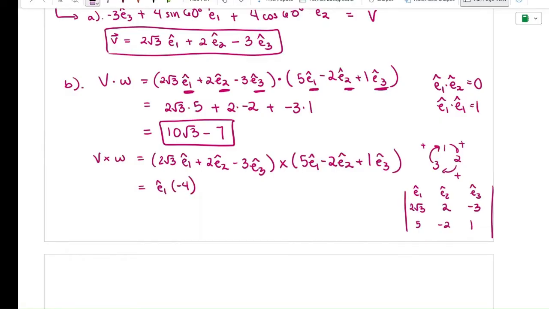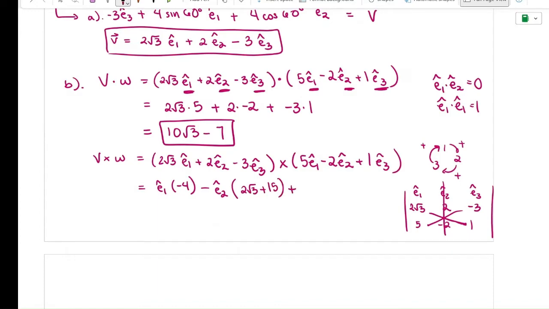That's the first column. Then I X out the second column, but because the second column is special, you have to put a minus sign in front. So minus e2 hat, and then I do the determinant of the remaining terms, so 2 times square root 3 times 1, minus 5 times negative 3, which is just 2 square root 3 plus 15.